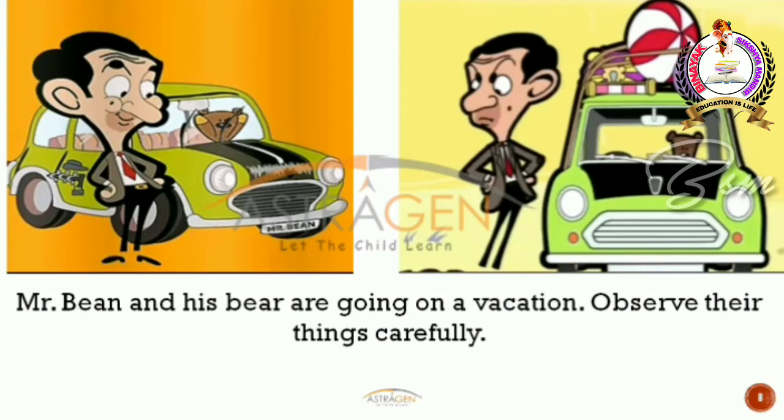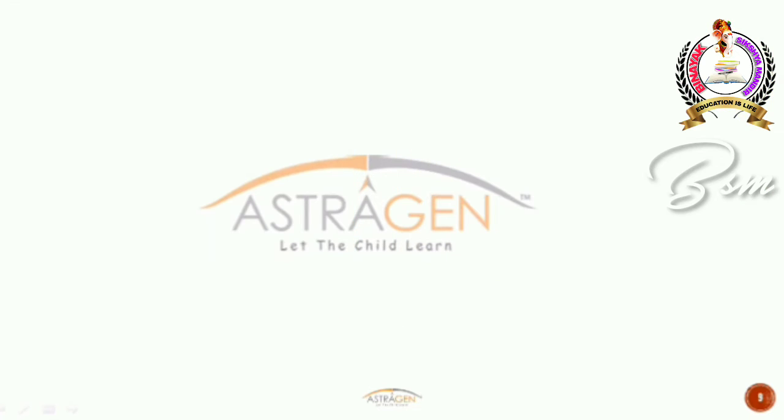So as you see here, you have a car. I could see Mr. Bean and the bear also. And I can also see a mat, a ball, and what else? I could see a toy there, right? So let's check where he's been.